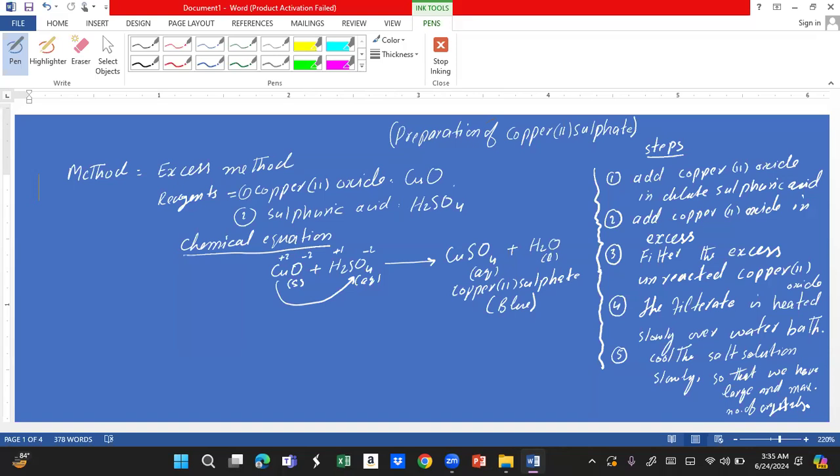The filtrate will be heated. The filtrate is basically a solution of copper sulfate, which is blue in color. When it is heated, we should take a water bath, and on that water bath we should place a china dish. In the china dish, we have the salt solution. You can search for the apparatus for preparation of soluble salt, it's very easy. After heating the filtrate slowly over the water bath, we have to cool it so that we have large and maximum number of crystals. We have to give maximum time, basically.